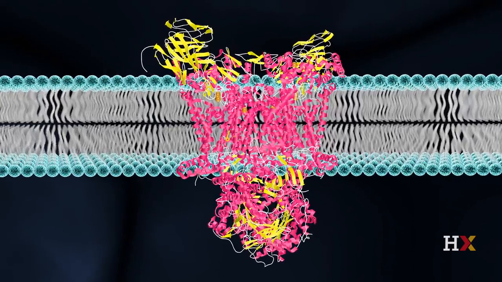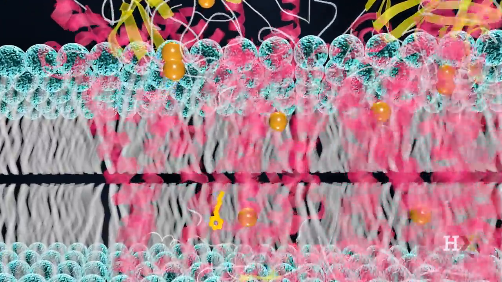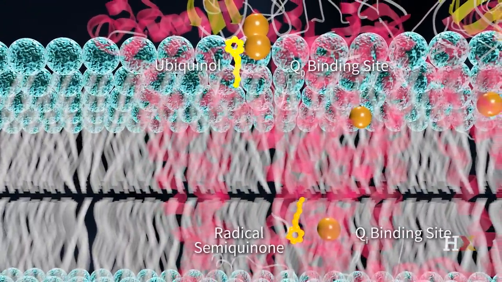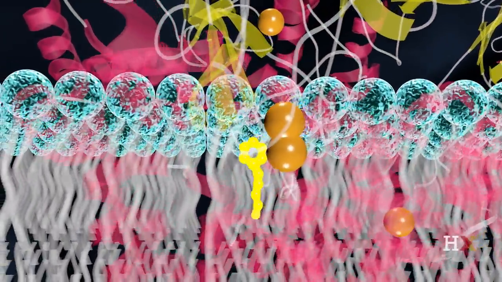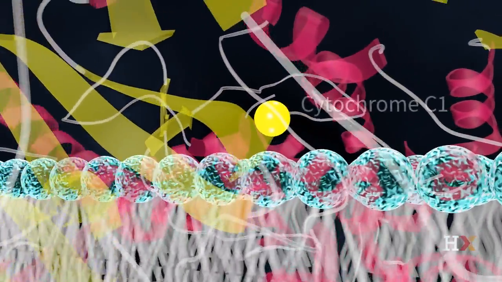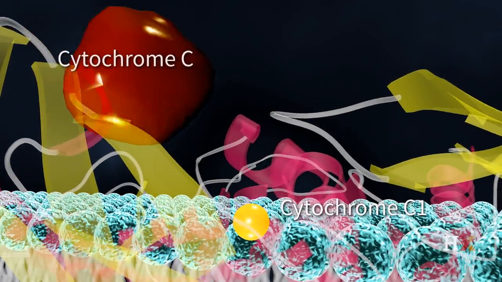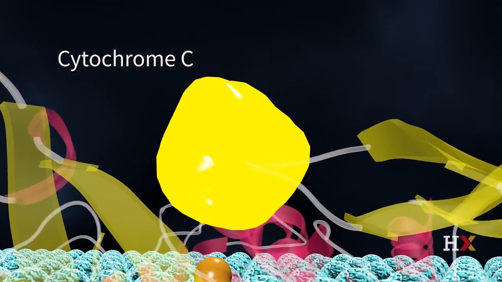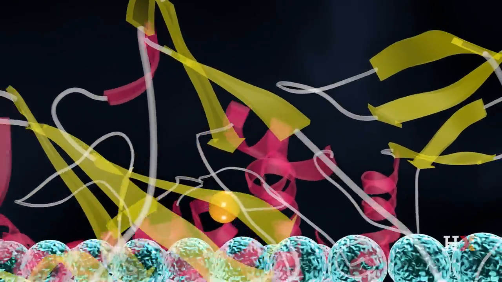In the second step of the cycle, the ubiquinone bound at the Q0 site is replaced by a new ubiquinol, while Qi is still occupied by its semiquinone. As before, the Q0-bound ubiquinol releases 2 protons into the intermembrane space. 1 electron reduces another cytochrome C, while the other electron and a proton extracted from the matrix complete the reduction of the semiquinone to ubiquinol.